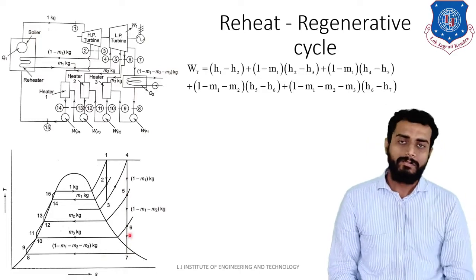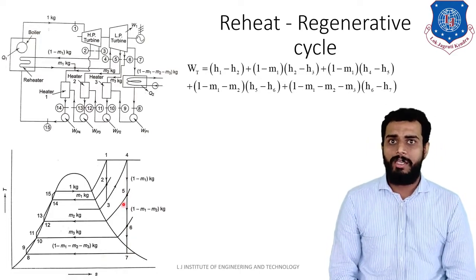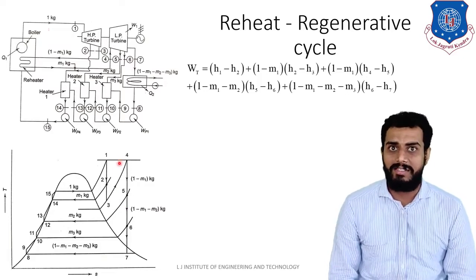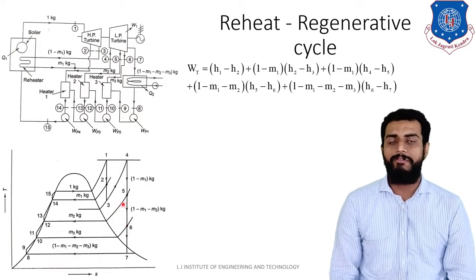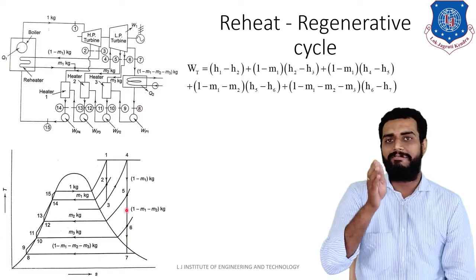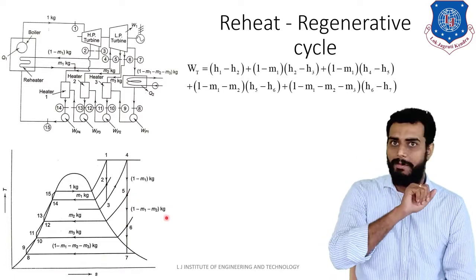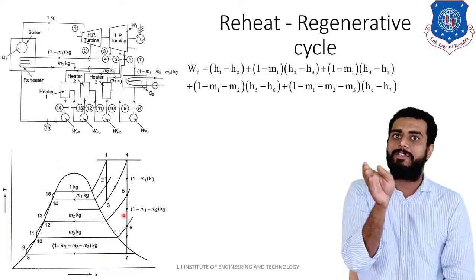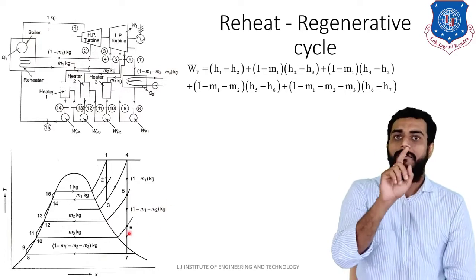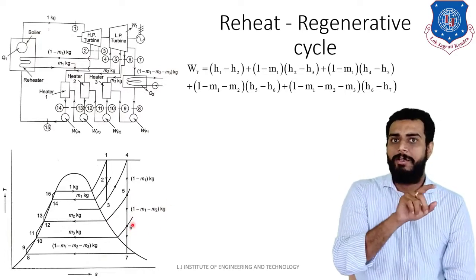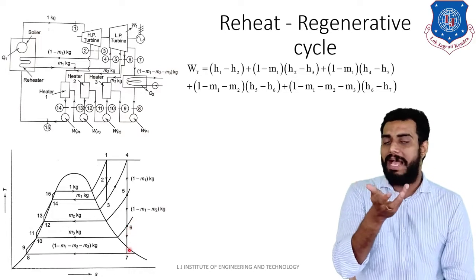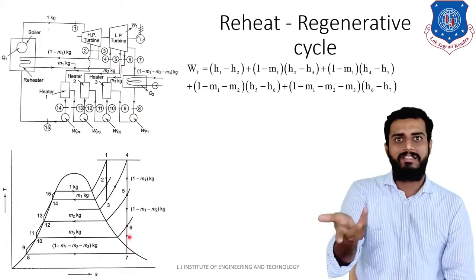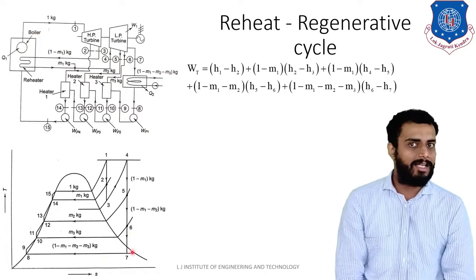Okay. Next is 5 to 6, right? Between points 5 and 6, we have 1 minus m1 minus m2 kg of steam. So that is (1 minus m1 minus m2) kg of steam into (h5 minus h6), plus the final one. What is it? 6 to 7. Between 6 and 7, how much mass is present for the steam? So 1 minus m1 minus m2 minus m3 kg. Simple. So that is how you can write the turbine work.